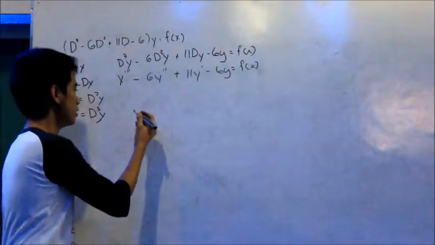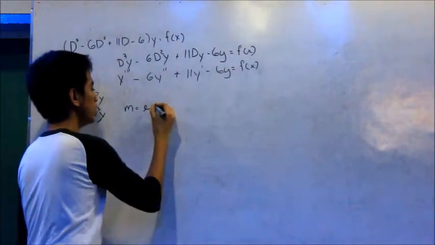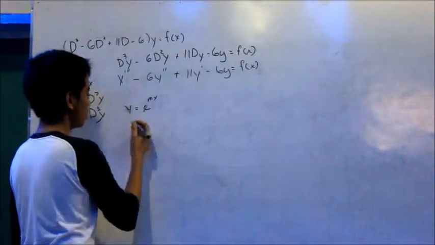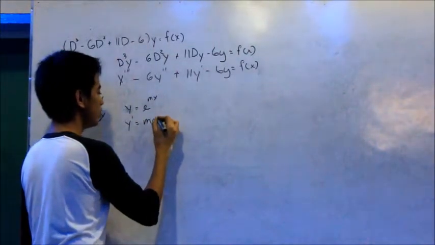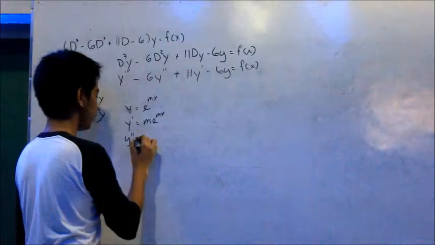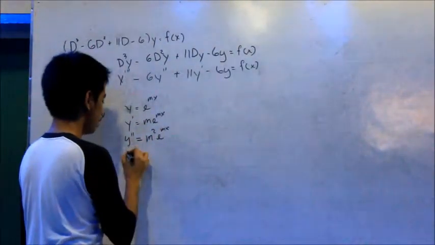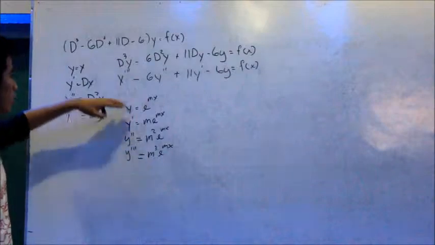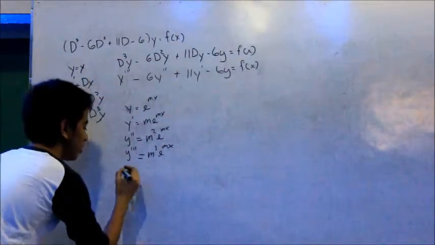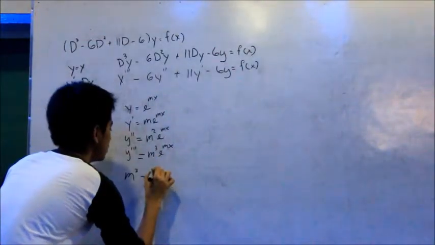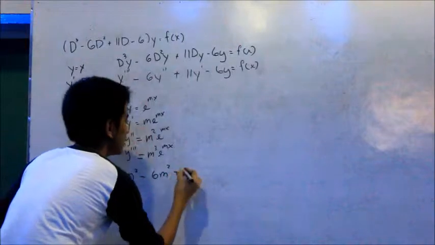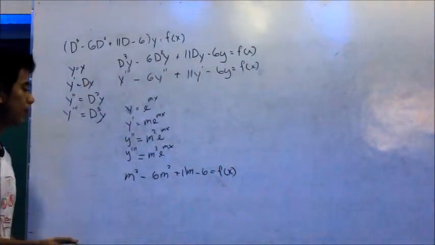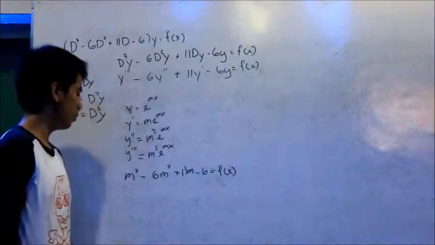So remember, y is equal to e to the mx, y prime is equal to m e to the mx, y double prime is m squared e to the mx, and y triple prime is m cubed e to the mx. And by substituting this into the equation, we arrive at m cubed minus 6m squared plus 11m minus 6 equals f of x. Now, what we need to do is find the value of m.